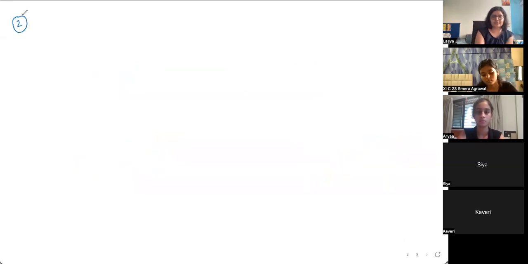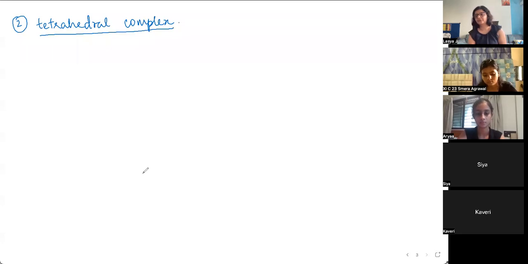So the concept will be the same. The only difference is in the geometry. So octahedral was pretty simple, straightforward. Octahedral is like 2 on each axis. On the x axis, one on each side, on the y axis, one on each side, and then on the z axis, up and down. In the case of tetrahedral complexes, where are the ligands approaching from?